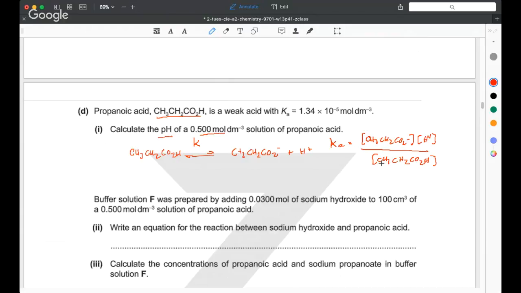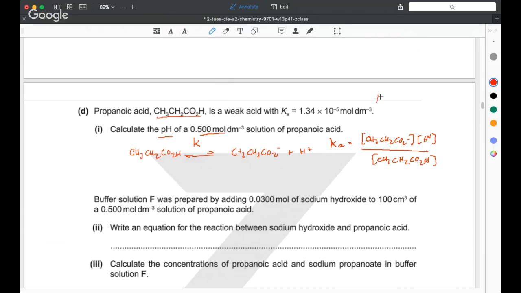And so we're making an assumption that because such a tiny amount of it actually dissociates, its equilibrium concentration is virtually the same as its initial concentration. So if we know the initial concentration, we can make an approximation that the equilibrium concentration is the same as the initial concentration. So that's one assumption we're making.